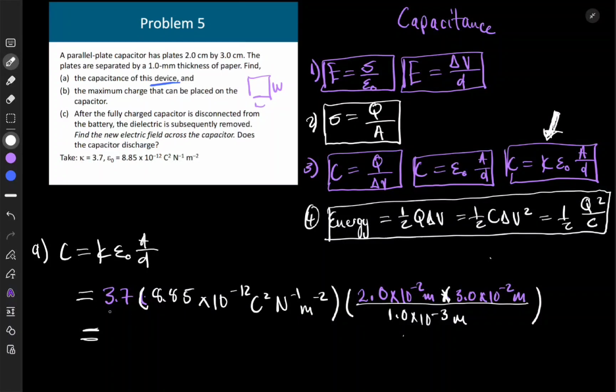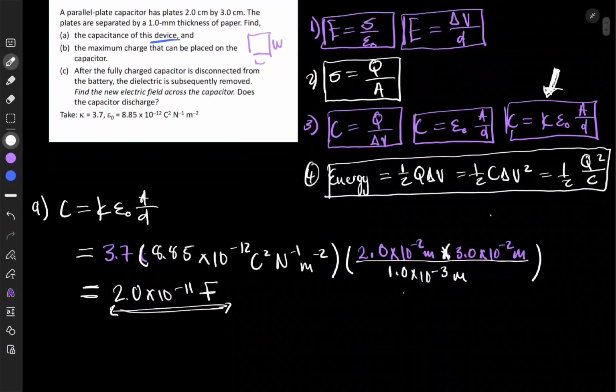Then you say times 3.7 again. You're going to get 2.0 times 10 to the negative 11. And if it's capacitance, it will be in farads, and you would be done. This is what it is. How good is this? Very nice, isn't it? All right, so this is going to be the first solution.